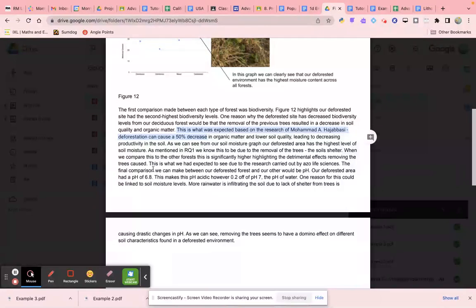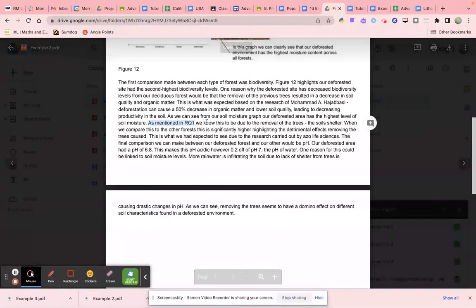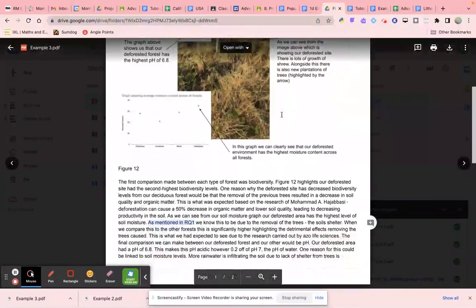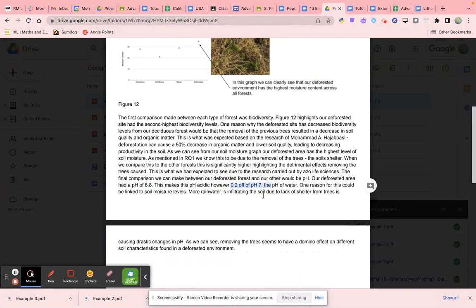They go a little bit further where they make a really good point here. They link this to another research question. This is research question 3, but it says, as mentioned in research question 1, we know this is due to the removal of trees. So they are making an explicit linkage between their findings here and some results that they unpicked earlier on in their project. They've got some description of data in here too.